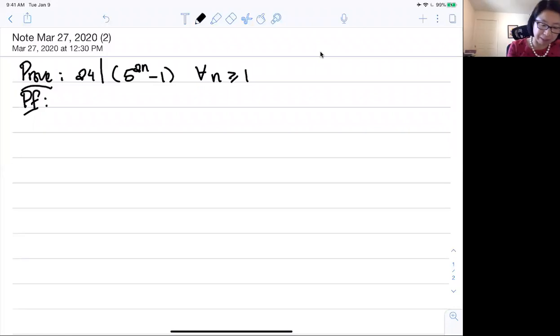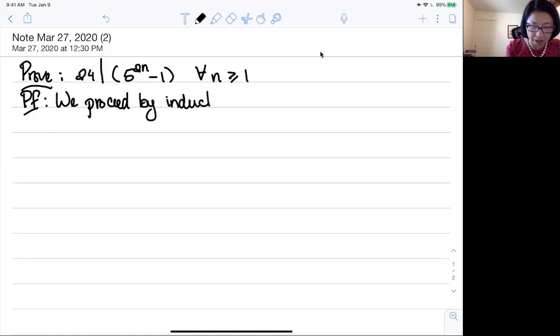And we always start by letting people know our intentions. So we'll say we proceed by induction on n. And the first thing we need to do is prove the base case. That's the very first statement that we want to prove.